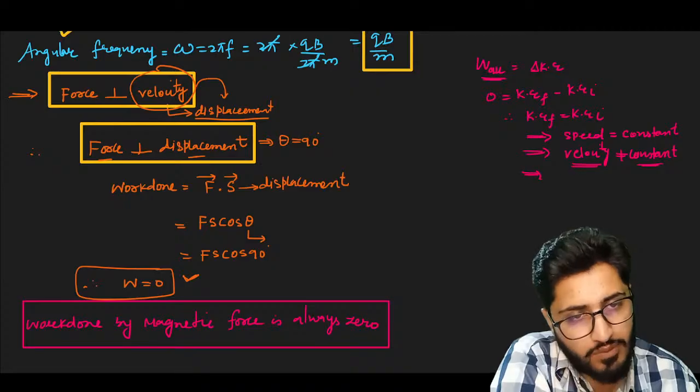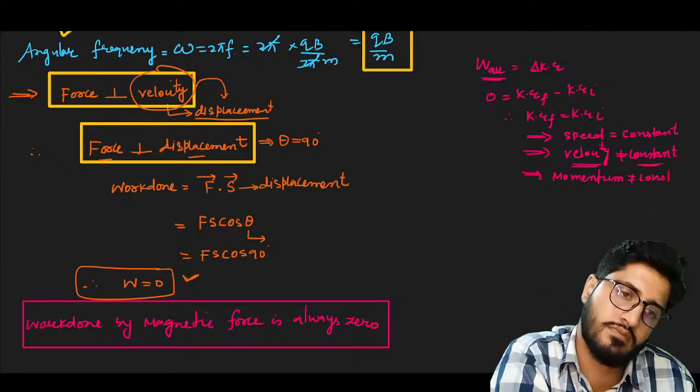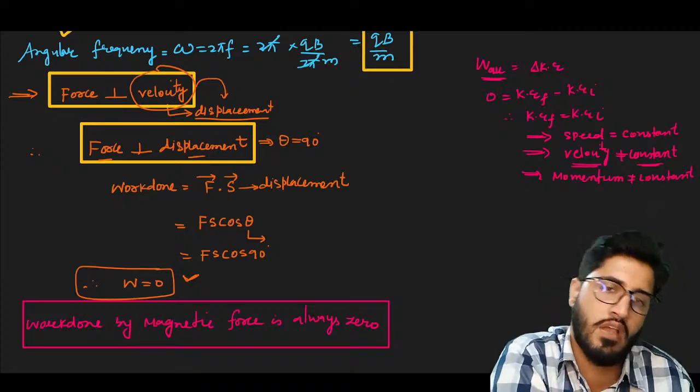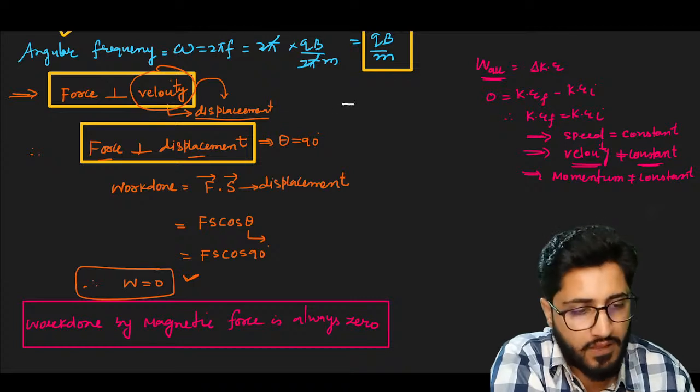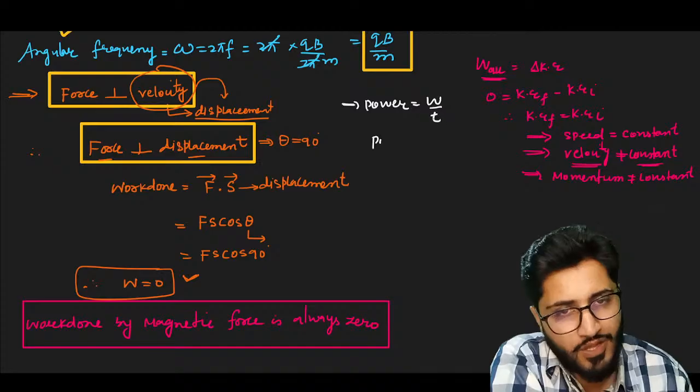Also, if we talk about momentum, momentum is also a vector quantity, so momentum is not constant. Now, if we talk about power, power is work done per unit time. So for the power delivered by your magnetic field, work done is zero divided by t. Therefore, we can conclude that power delivered by the magnetic field is also zero.